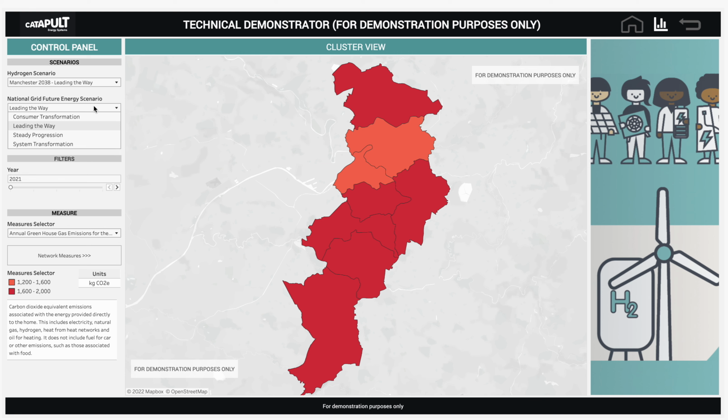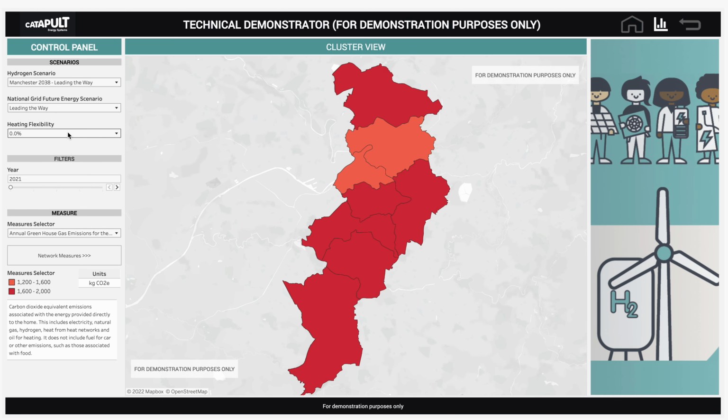Then we've got the National Grid Future Energy Scenarios. This is based on data that they've published. So consumer transformation is really focused on assets that are installed into the home, consumer-led, leading way as above. Steady progression just assumes we keep things going as they are and make gradual incremental improvements. And then system transformation is a more radical transformation of the overall infrastructure.